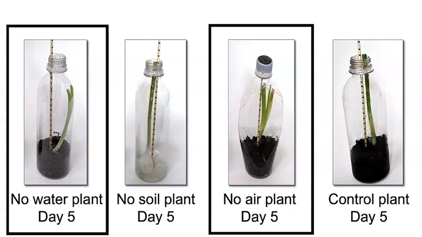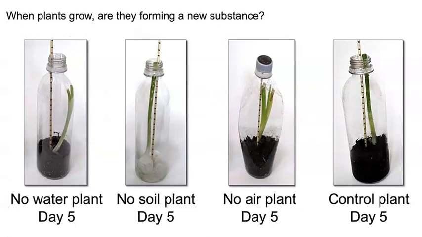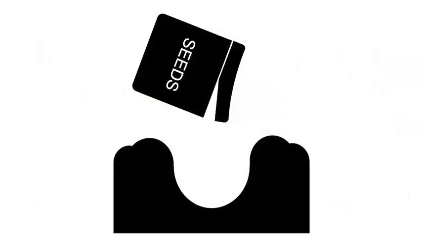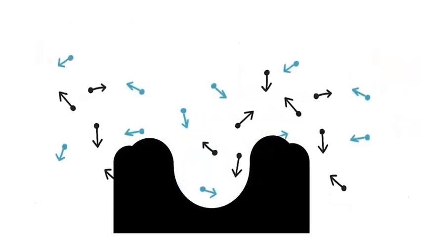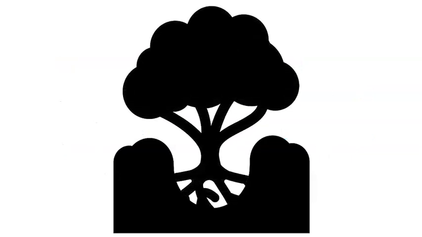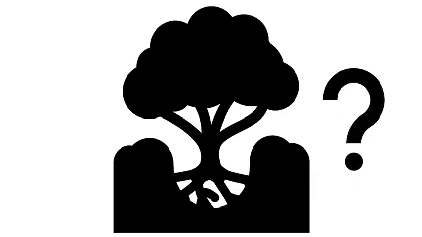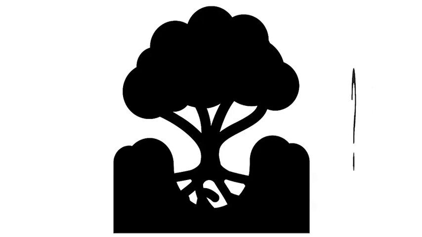So here's a question. When plants grow, are they forming a new substance? Let's think about this. Plants start as tiny seeds. Then they use water and air to create roots, stems, and leaves. Do you think you could take a sequoia tree and turn it back into water and air? I don't think so.